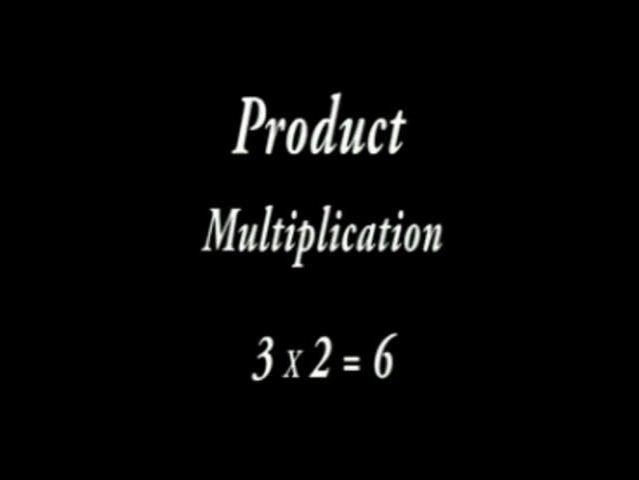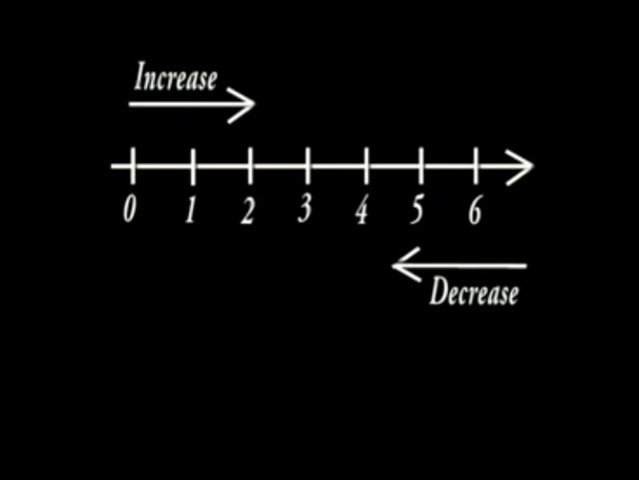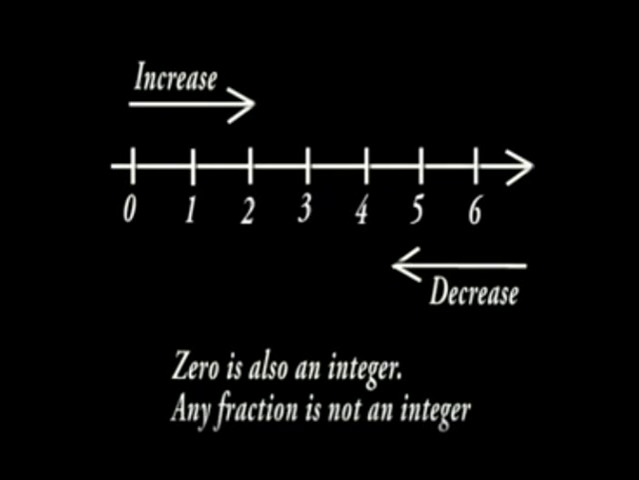Before we proceed further on integers, let us look at a number line. Simply speaking, a number line is a representation of numbers in a picture-like form. This is a simple illustration of a number line. The numbers are increasing as one goes to the right. It is important to note that 0 is also an integer. However, any fraction is not an integer.